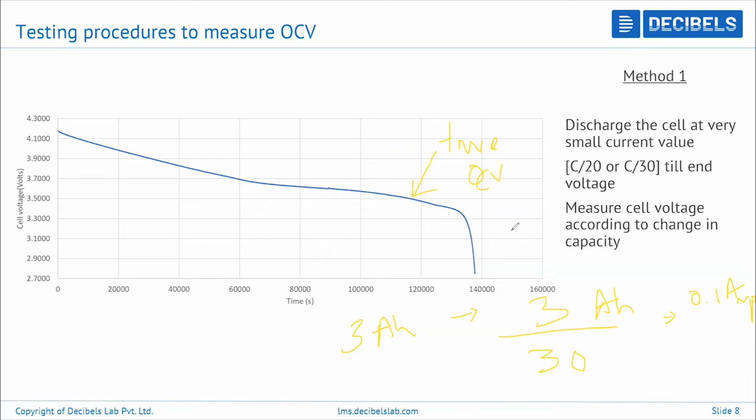It's not perfect. It's not 100% the real OCV, but this is one of the simplified methods of testing the OCV of the cell, the voltage profile at very small current. If I discharge at about 0.1 amps, then you can expect that this kind of voltage curve can be approximated to an OCV value. So how are the voltage values taken? How exactly do the voltage values have to be measured? It is measured based on the capacity.